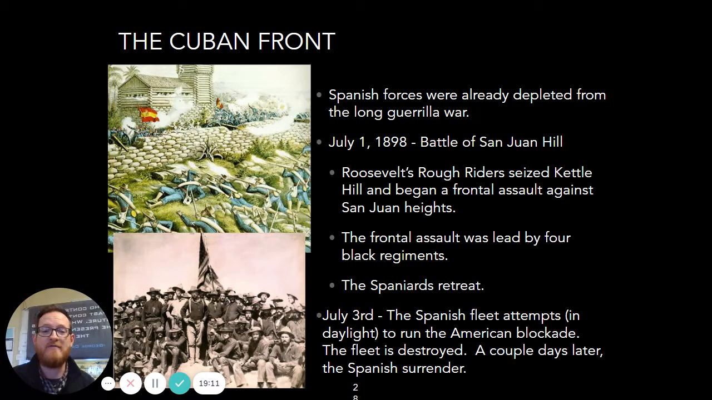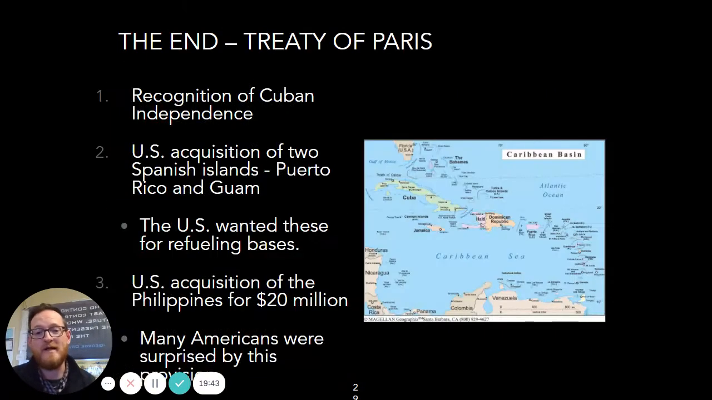July of 1898, you have the Battle of San Juan Hill. There, Roosevelt's Rough Riders would seize Kettle Hill and begin a frontal assault against San Juan Heights. That frontal assault actually had been led by all black regiments during this, and you're going to see the Spaniards retreat. And then 2 days later, the Spanish fleet attempts to run the American blockade. Their fleet is destroyed, and a couple of days later, they surrender. So like I said, the Spanish were very, very outmatched in this war in pretty much every regard, which would lead to their quick defeat.